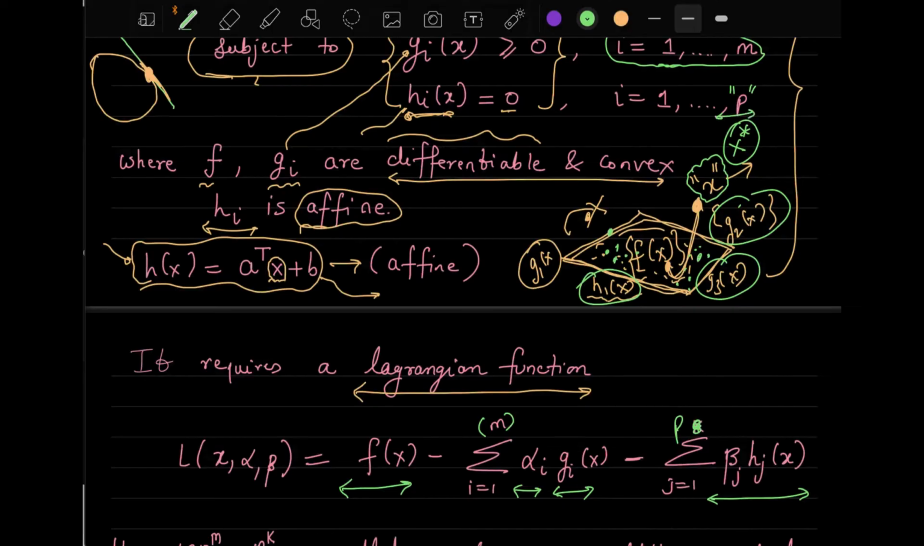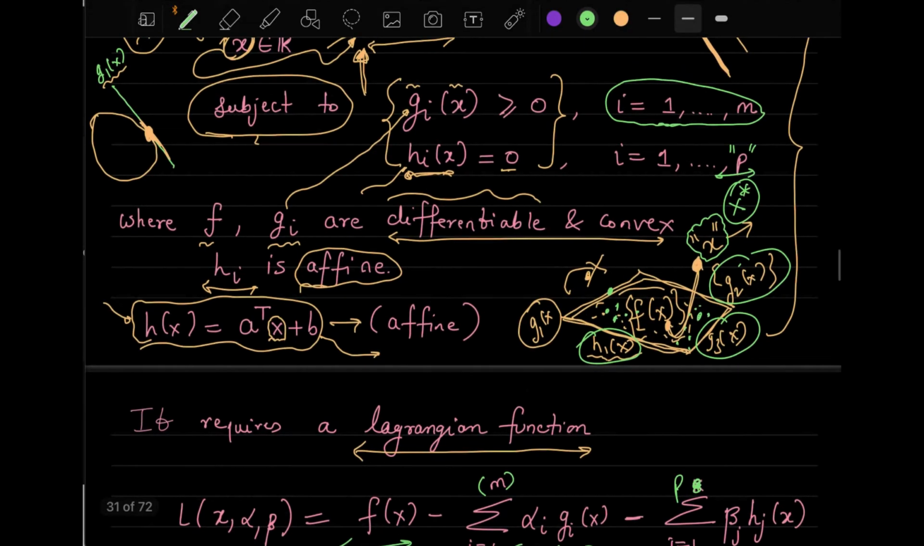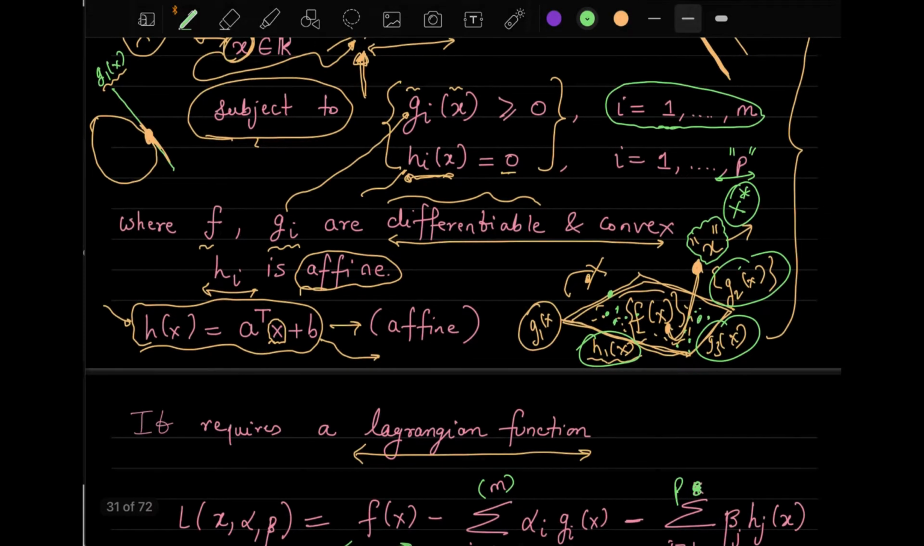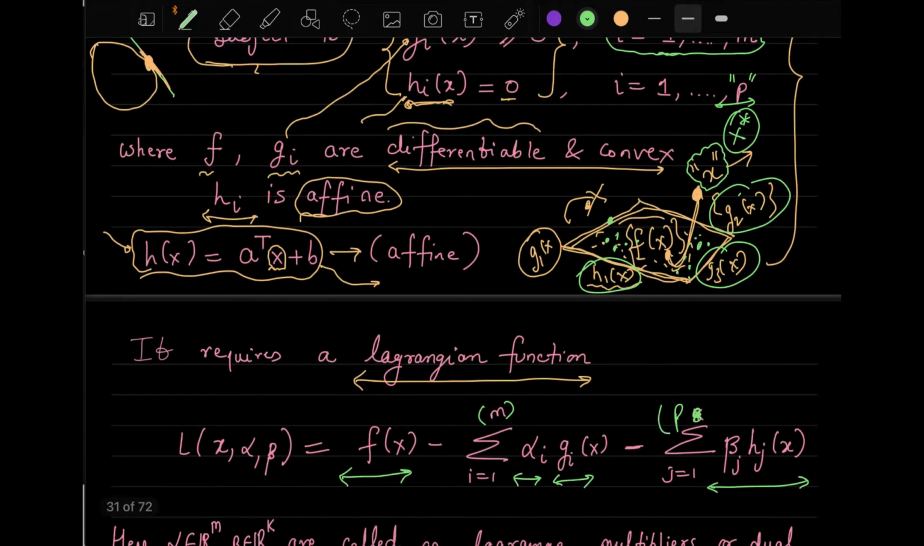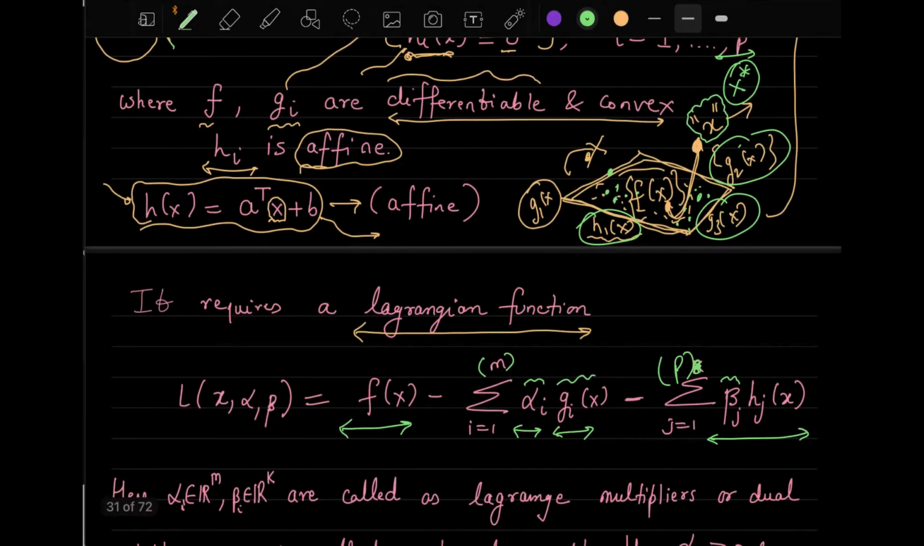So we are taking p such equations. That's why it is p here. So what you are doing is multiplying by beta and alpha, weighting the constraints by alpha and beta and subtracting them from the function fx.